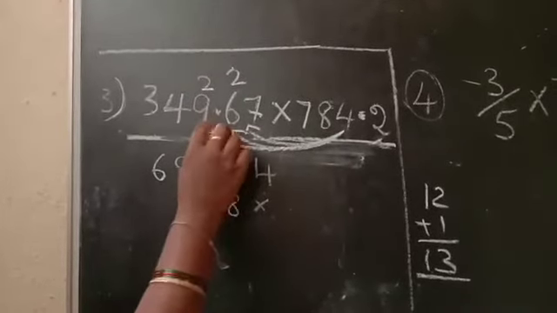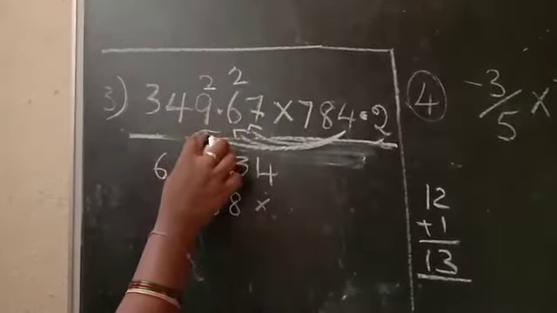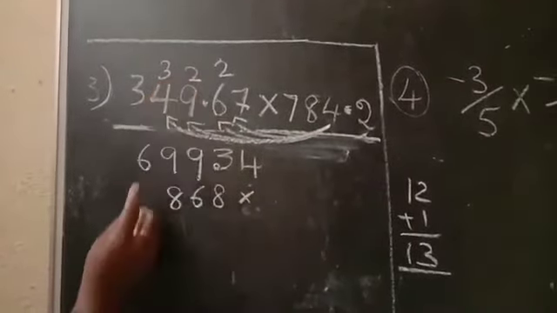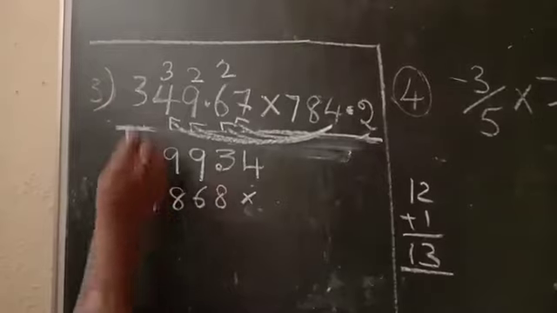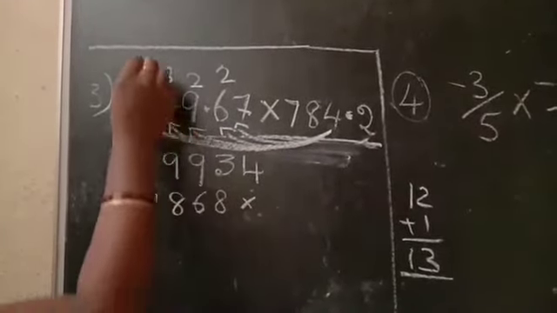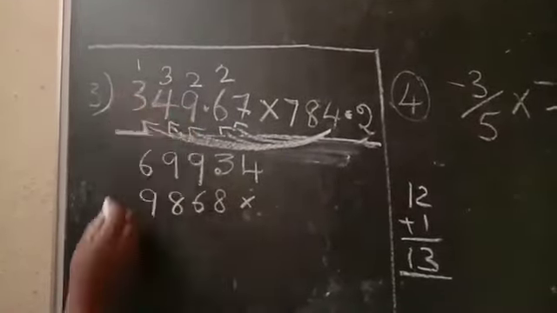4 9s are 36. 36 plus 2 is 38. 3 should be carried out here. 4 4s are 16. 16 plus 3 is 19. 1 is carried here. 4 3s are 12. 12 plus 1 is 13.